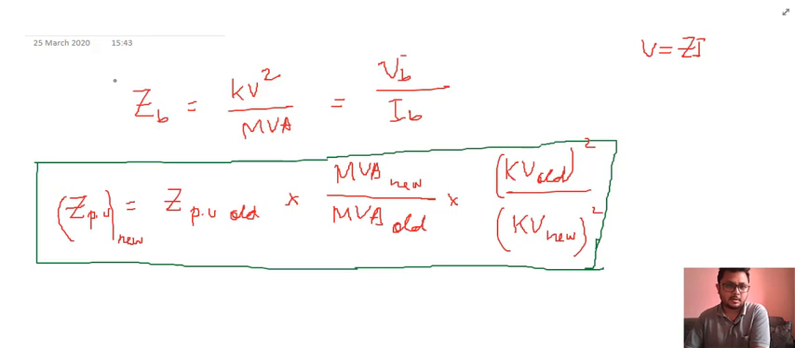Again I am repeating, you see, Z per unit new: a system is given, and in that system the impedance, the power, the voltage, everything are given but in per unit. But you are asked to calculate the new per unit value, then in that case only you will be using this: Z per unit new equal to Z per unit old into MVA new by MVA old into kV old whole square by kV new whole square.